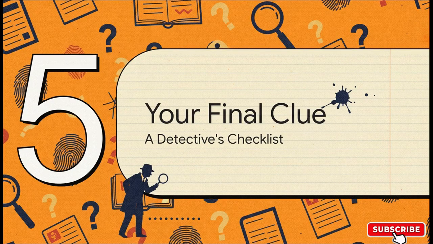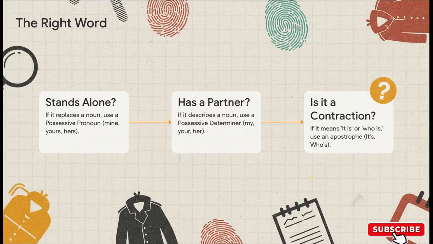So we've gathered the evidence, we've identified the culprits, and we've learned their methods. To wrap this all up, here is your final clue, a detective's checklist to make sure you get it right every single time. Here you go, your 3-step checklist. First, ask yourself, is this word standing alone, totally replacing a noun? If the answer is yes, you need a possessive pronoun like mine or yours. Second question, is the word describing a noun that comes right after it? Then you need a partner, a possessive determiner like my or your.